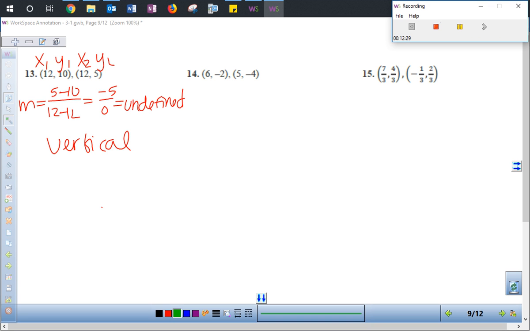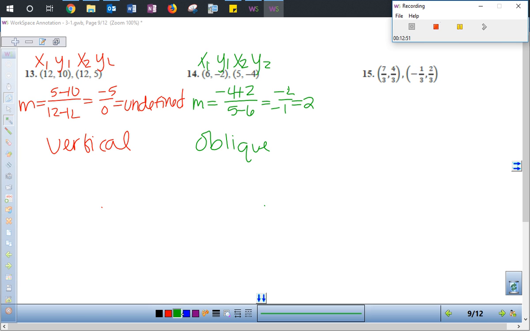Alright, on number 13, when you substitute in, you should get m equals 5 minus 10 over 12 minus 12, which gives me negative 5 over 0, which is not our slope. Our slope, after we simplify, would be undefined, and that means we have a vertical line. Again, pause the video, do 14 on your own.